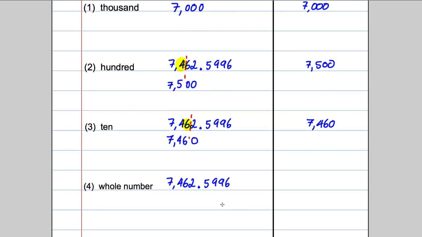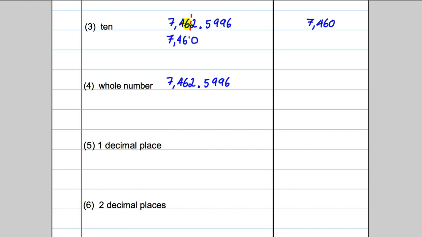Whole number, we're going to highlight the whole number column. I'm going to put a line after the 2. This is 5 or more, so we're going to round up. So this digit here is going to change to a 3. These stay exactly as they are, and that is it rounded to the nearest whole number. If you had pound coins, what would you give them? 7462 or 7463? Well, you'd give them 7463 because it's closer.